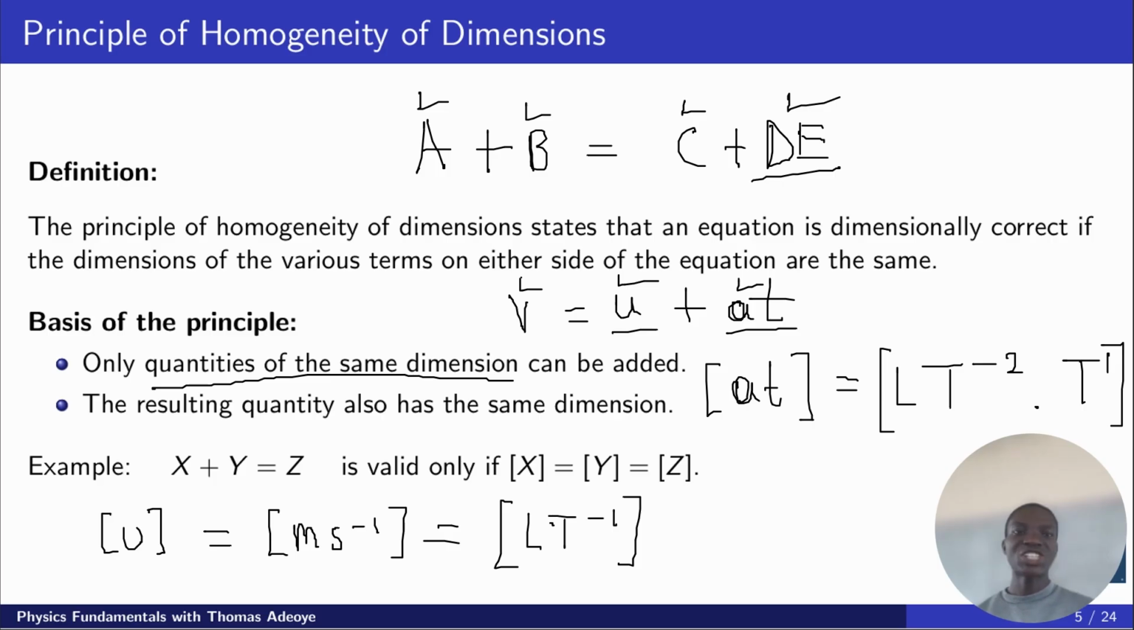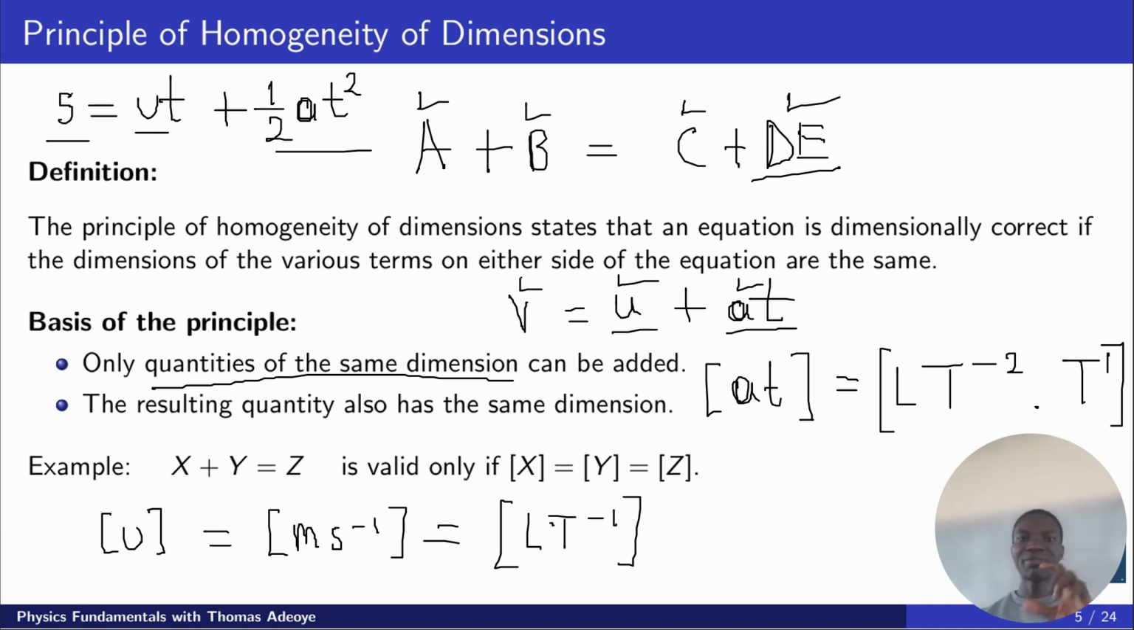So go and check any equation. You should try it on your own. Look at this equation: S equals ut plus half at squared. You may want to try this on your own and confirm that truly S, ut, and half at squared each have the same dimension. You can try it out. Okay, so let us move on.